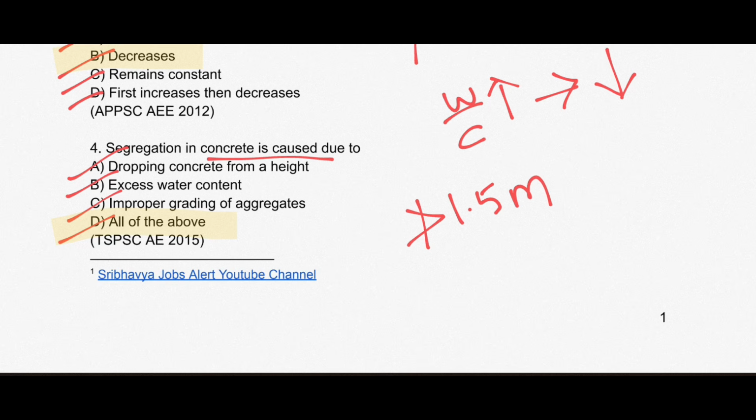ఇంకా grading of the aggregates అంటే improper గా ఉన్నా కూడా it may result in the segregation of the concrete. So all of the options are correct. So answer is option D.